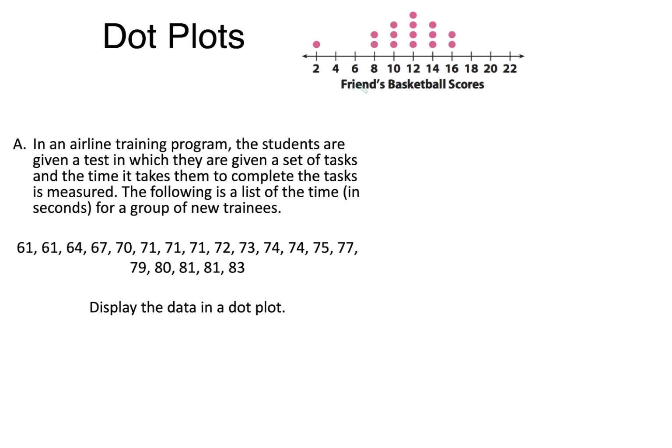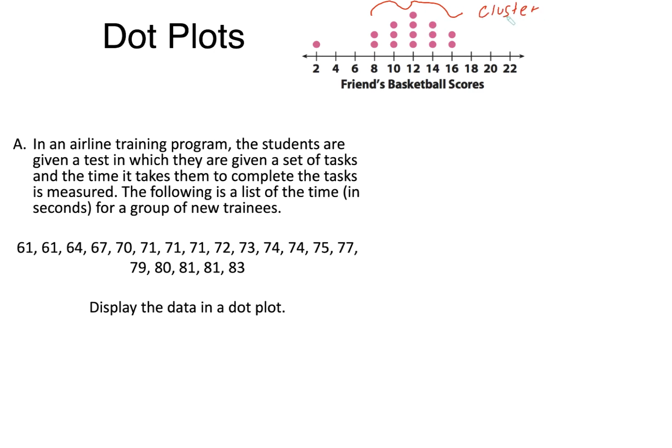So notice you see friends' basketball scores, and here's a number line, and then each data is represented by a dot. So I have 1, 2, and then this 8 means I have 2 8s, and the 10, there are 3 10s, 4 12s, 3 14s, and 2 16s. Now, right here, we call this a cluster. So when you see a group of points together, that's called a cluster.